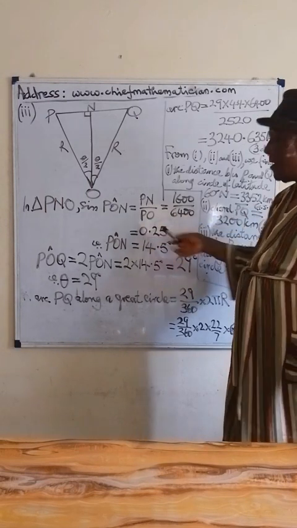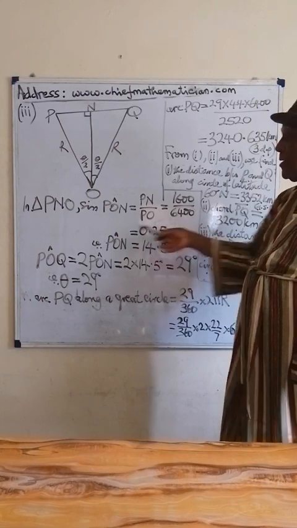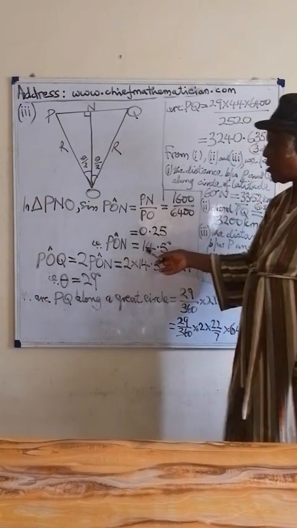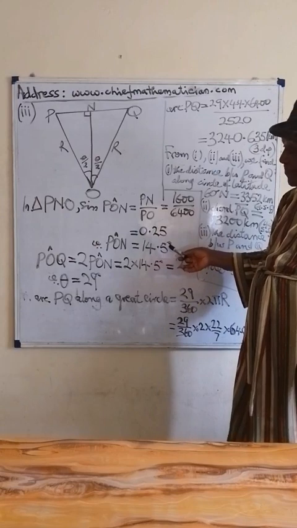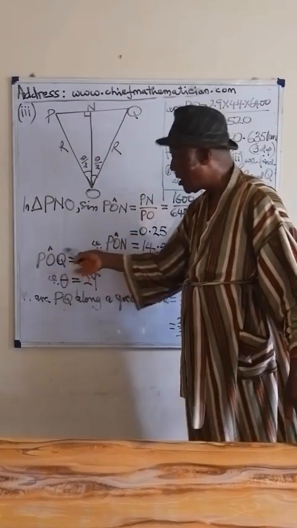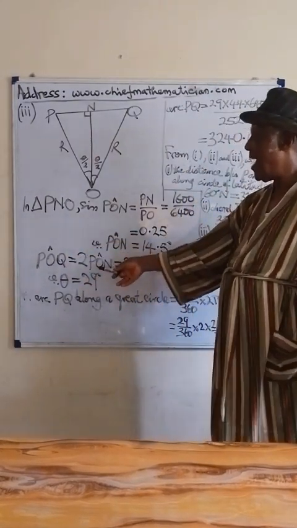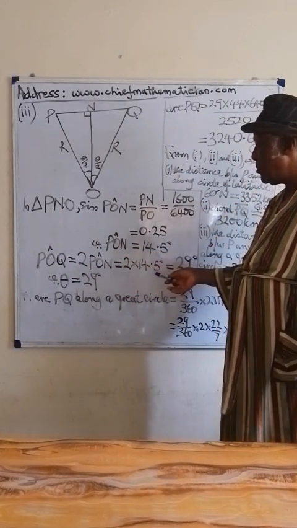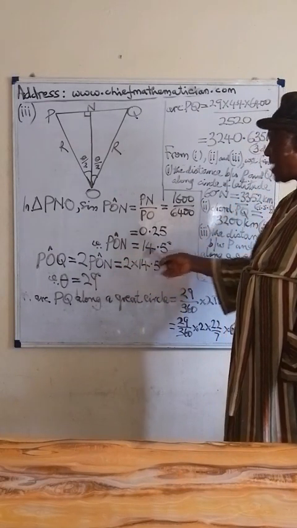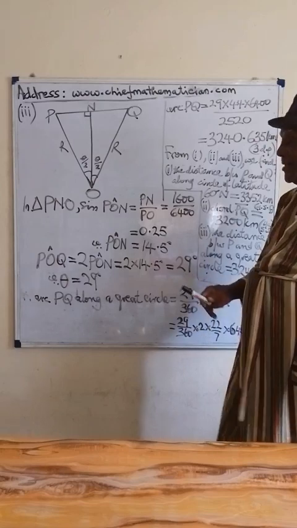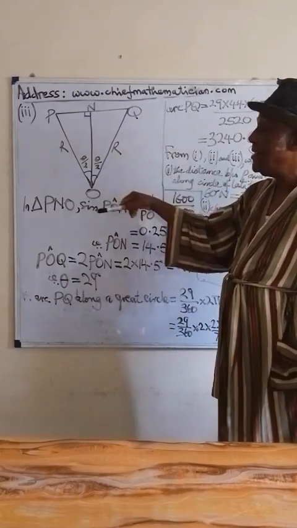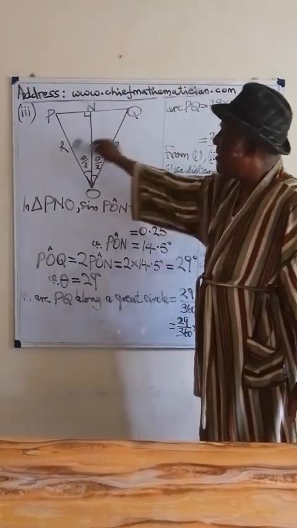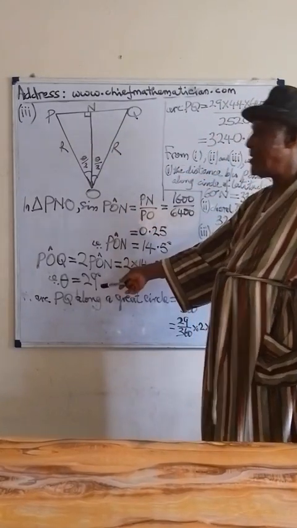When simplified, it gives you 0.25. That is angle PON is equal to 14.5 degrees. So angle POQ, which is twice angle PON, will give you 14.5 times 2, 29 degrees. So the value of theta is 29 degrees.